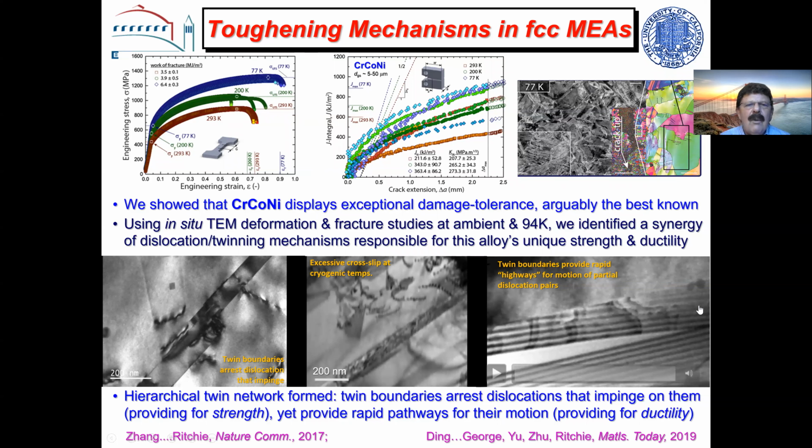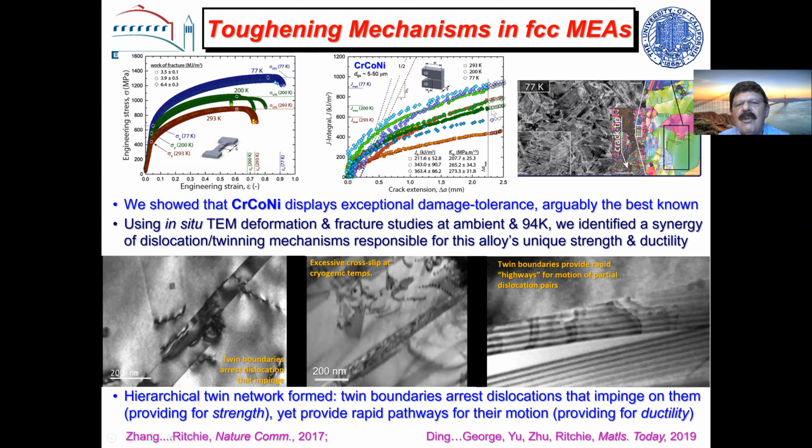We got numbers of where strengths at liquid nitrogen temperatures, again, room, dry ice, liquid nitrogen, strength above about 1.2, 1.3 gigapascals, but with 90% tensile ductility at liquid nitrogen temperatures, which is pretty remarkable for a material, any material. We did the JR curves again, and the toughnesses are remarkable. They're 200 megapascal root meters at room temperature. When we go to liquid nitrogen temperatures, we're up to 270 megapascal root meters. This is an initiation toughness.